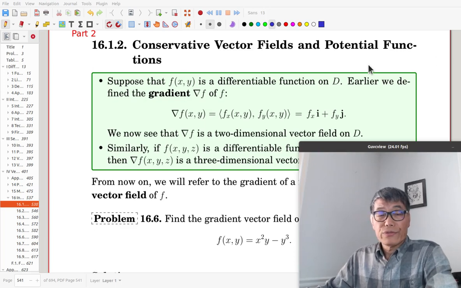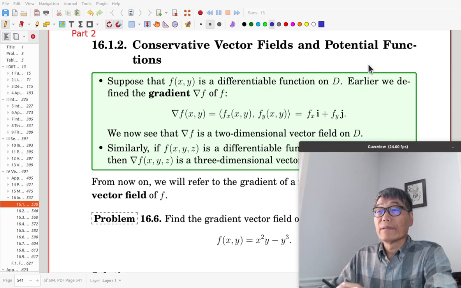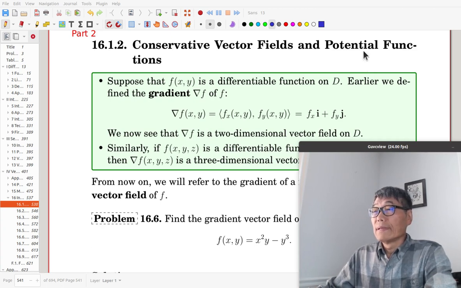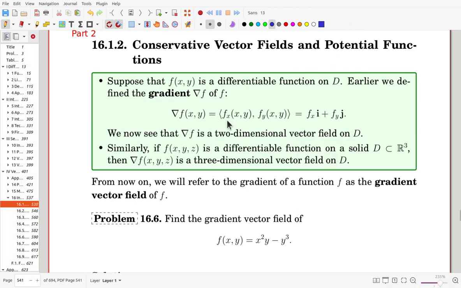It is part 2 of section 16.1. In the first part, we defined vector fields. Here, we'll consider conservative vector fields and potential functions. Let's recall: f of x, y is a differentiable function defined on a two-dimensional region.